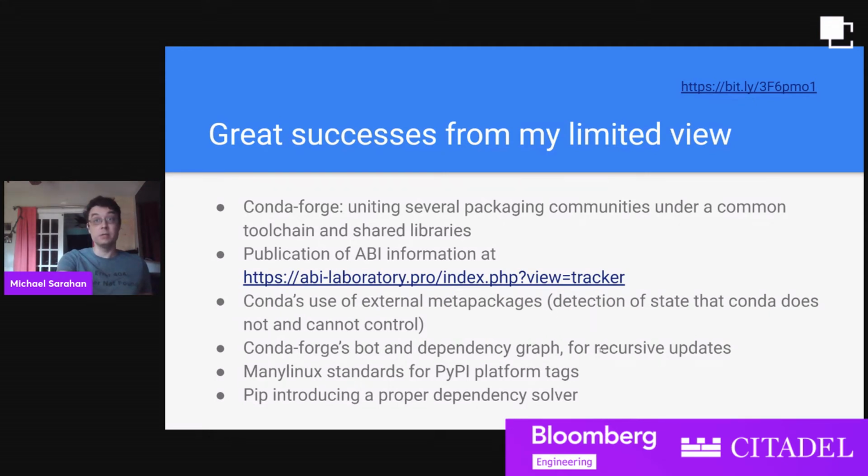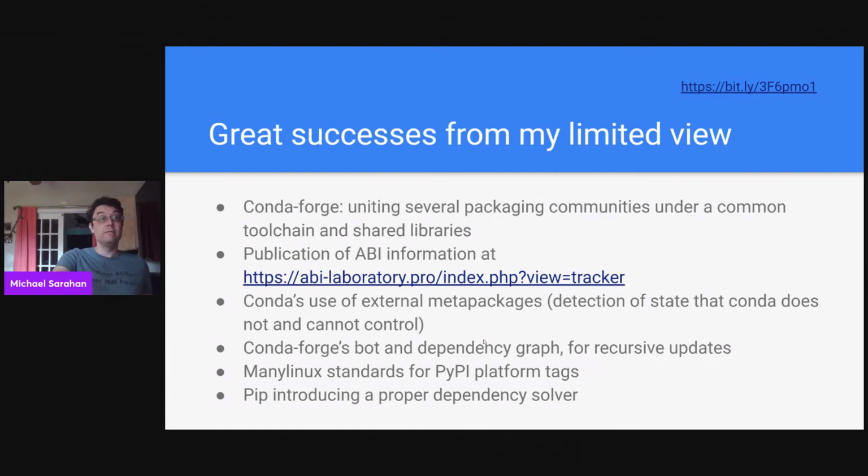When you change a system dependency like the compiler and you need to recursively rebuild everything, the bot is really the only viable way to do that. I'd say the manylinux standards have been enormous for PyPI, for anybody doing pip stuff, because it was really the Wild West before that, right? There was no good way to install pip packages on Linux. And finally, pip introducing a proper dependency solver.